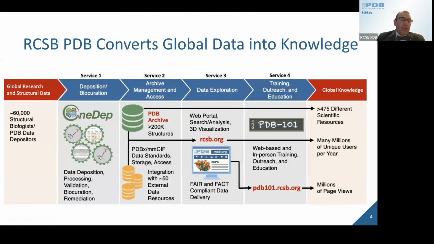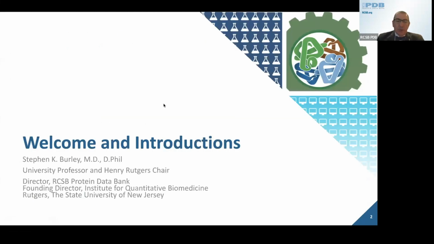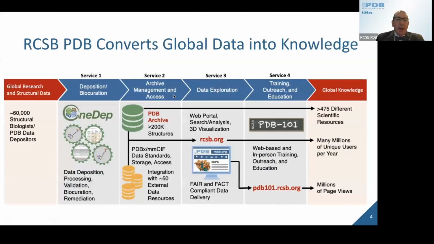We are working with the output of more than 60,000 structural biologists who have deposited data to the Protein Data Bank. Four interlocking services take their information and transform it into knowledge: deposition and biocuration, which we do with our Worldwide Protein Databank colleagues; management of the archive at RCSB Protein Databank here at Rutgers; the definition of the PDBx mmCIF data standards and integration of the PDB data with approximately 50 trusted external data resources. This information is in turn made available freely to 475 different external scientific data resources.